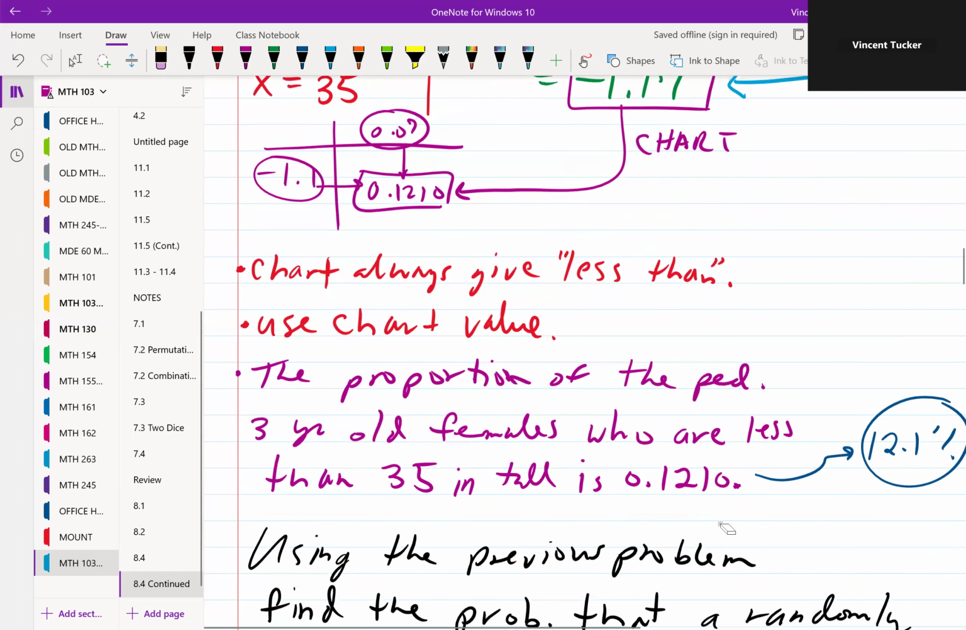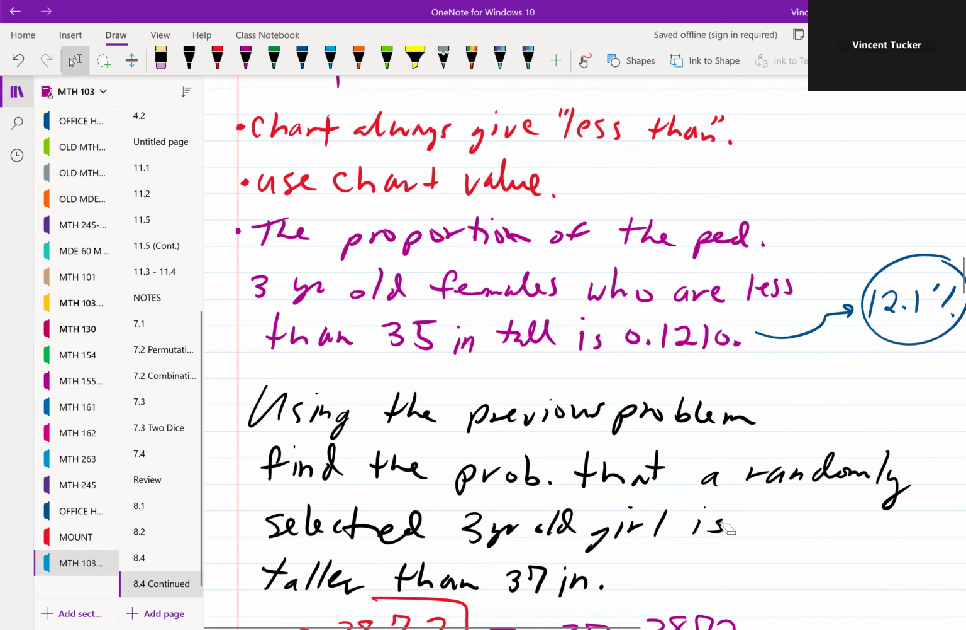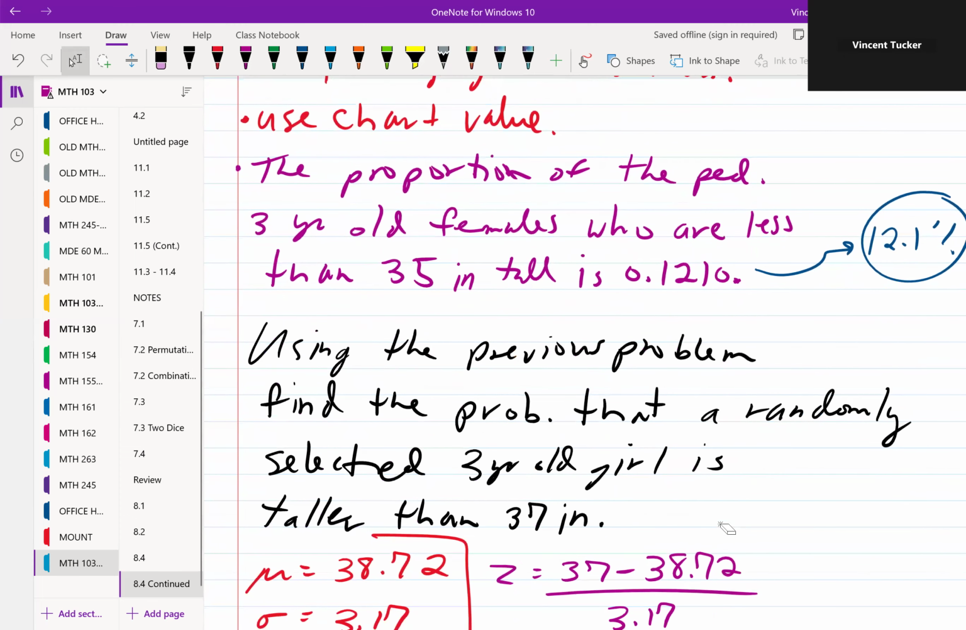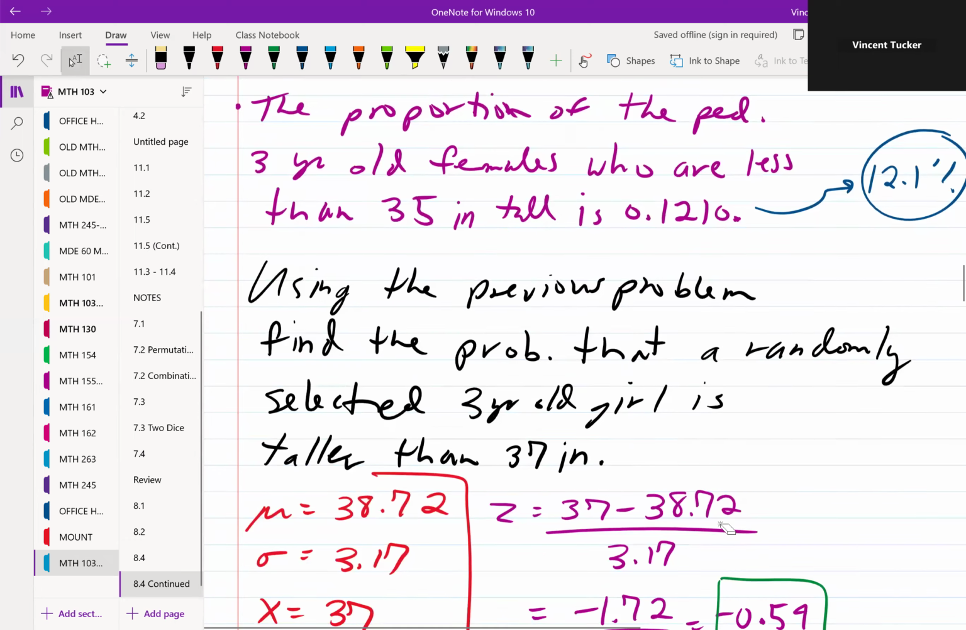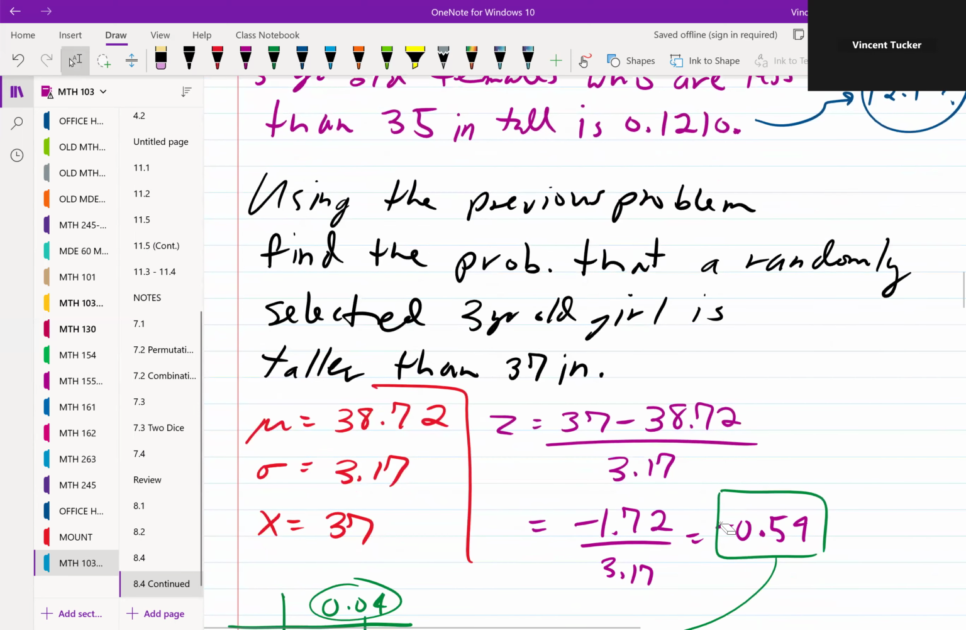All right, let's look at the next one. So using the previous problem, find the probability that a randomly selected 3-year-old girl is taller than 37 inches. All right, so that means our mean is still the same, standard deviation is still the same, but this time our data value in question is 37. So you do 37 minus 38.72 over 3.17. That gives you negative 0.54.